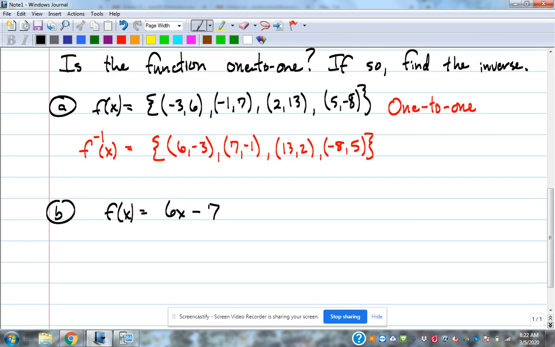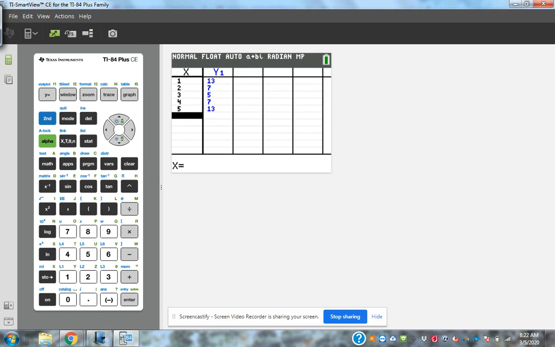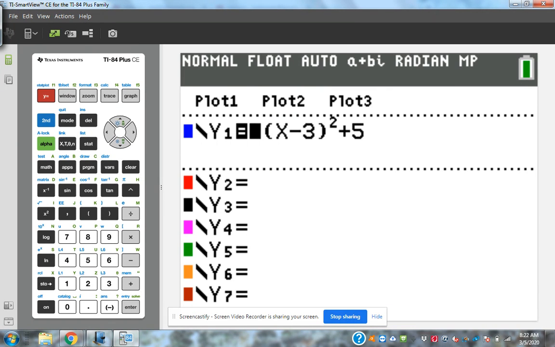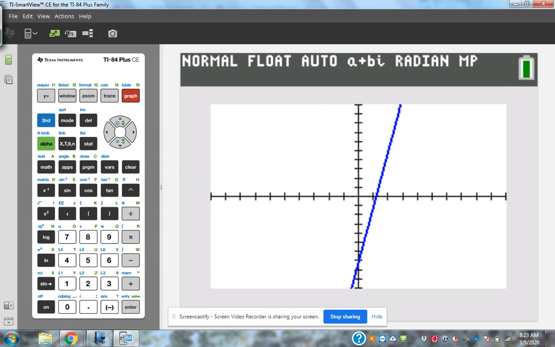Yes. Okay. If we're not sure, we've got a graphing calculator. Use the thing. 6x minus 7. A graph. So we see that we could do the vertical line test, horizontal line test on the graph. We've got a graphing calculator that can help us determine.